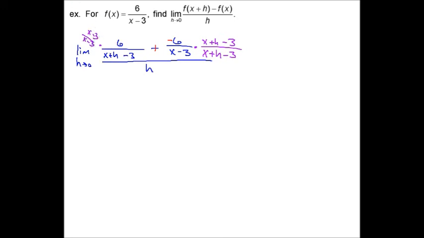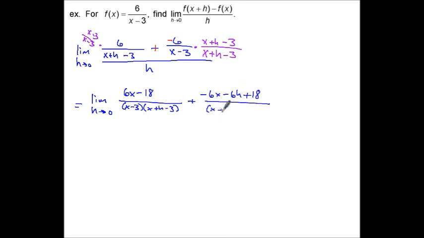Alright, so got to try to clean this thing up and see if it gives us something a little nicer to work with, and hint, it does, but let's see exactly what it gives us. Limit as h approaches 0. I can distribute here, giving me a 6x minus 18, and that's living on top of something again that I'm not going to multiply out, at least yet. So x minus 3, x plus h minus 3, and I've got plus, and I distribute my negative 6, brace yourself, negative 6x minus 6h, and then a plus 18, all over that same messy looking thing, x minus 3, x plus h minus 3.